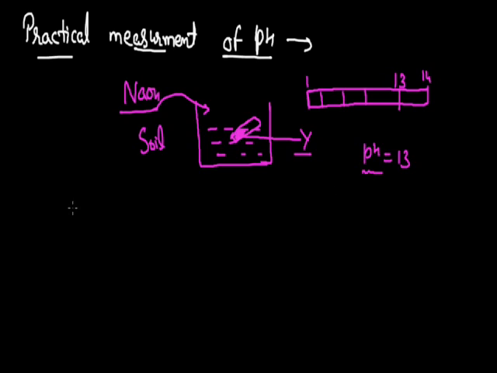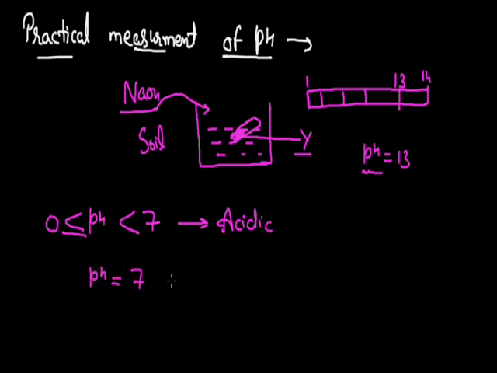And the range for different pH solutions is as follows. If the value of pH is greater than or equal to 0 and lesser than 7, then this kind of pH value indicates the presence of acidic behavior of that solution. If the pH value is 7, then this indicates the neutral behavior of that solution.